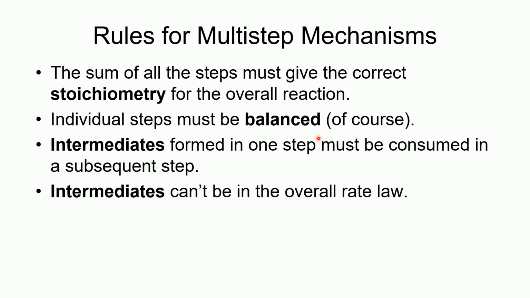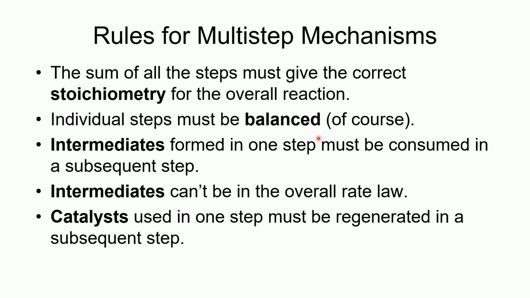We'll also find that since intermediates are not reactants, they're not products, they're not something that we put in there, we don't know how much is there, so we can't have an intermediate in the overall rate law. We cannot have an intermediate in the overall rate law. That is a big deal.